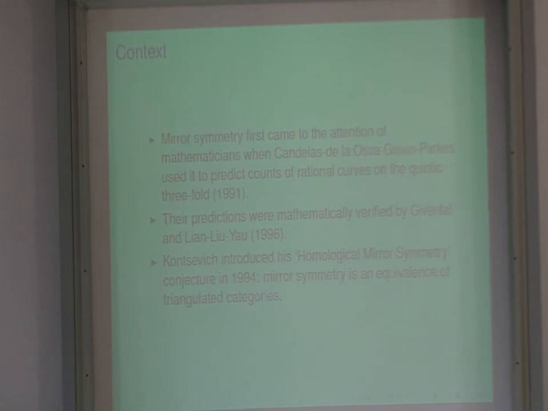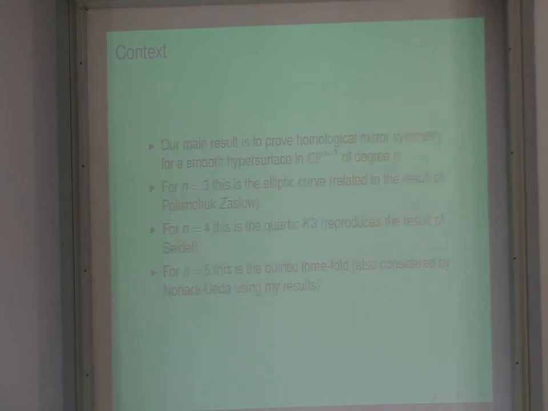to think about this mirror symmetry is equivalent to triangulation patterns. A much more powerful version of the conjecture. Okay, so the main result I'm going to talk about is proving this homological mirror symmetry for smooth hypersurfaces in CP^(n-1) of degree n. So when n equals 3, this is a cubic curve in CP^2, this is an elliptic curve.